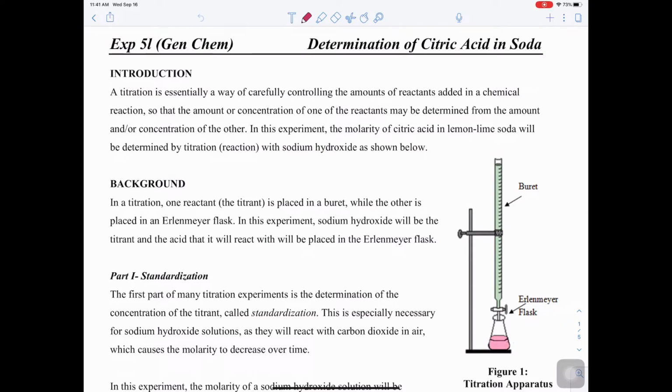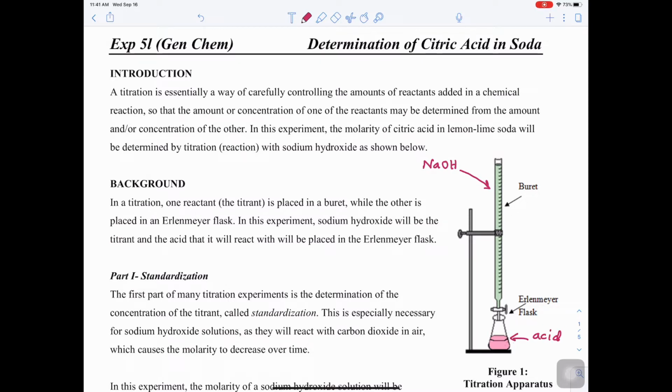So this is our first titration experiment, experiment 5L, determination of citric acid in soda. The idea here is that we are going to mix an acid and a base and measure how much of the base is added, and that will allow us to determine how much acid we had in our sample. So in the burette, we're going to have sodium hydroxide, and in the Erlenmeyer flask, we're going to have our acid sample.